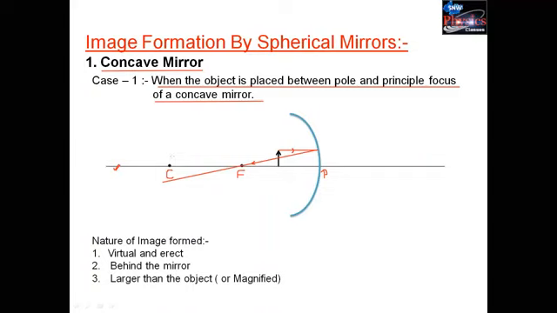So the second rule is if a ray of light passes through the center of curvature, then what happens? It is sent back along the same direction. It is sent back along the same direction according to the second rule of image formation. Okay, when a ray of light goes through the center of curvature, then it comes back in the same direction, along the same path.